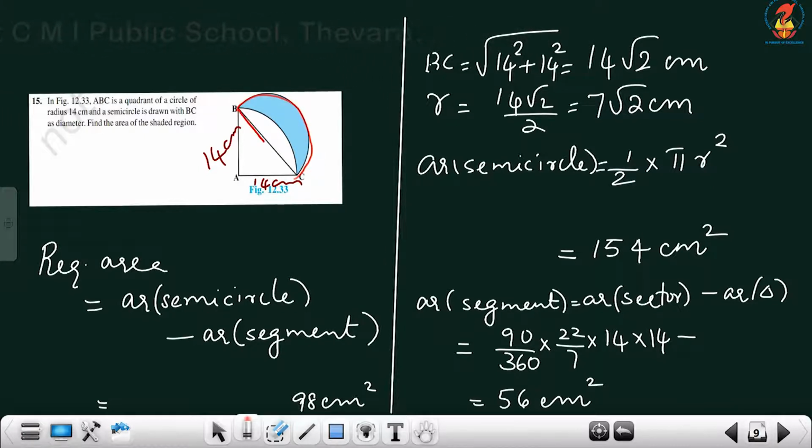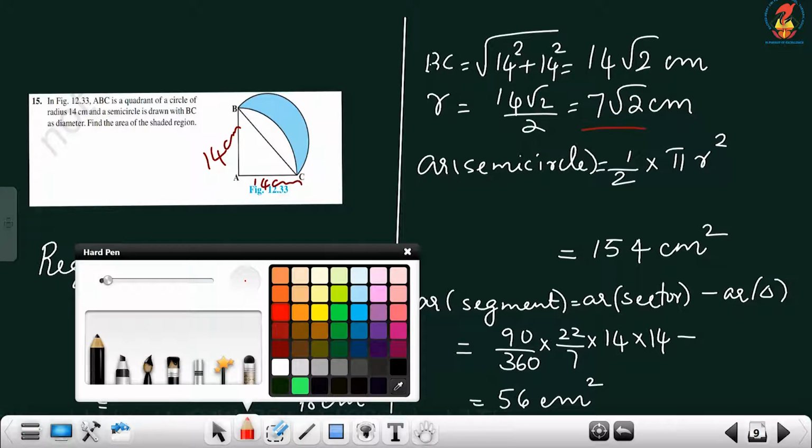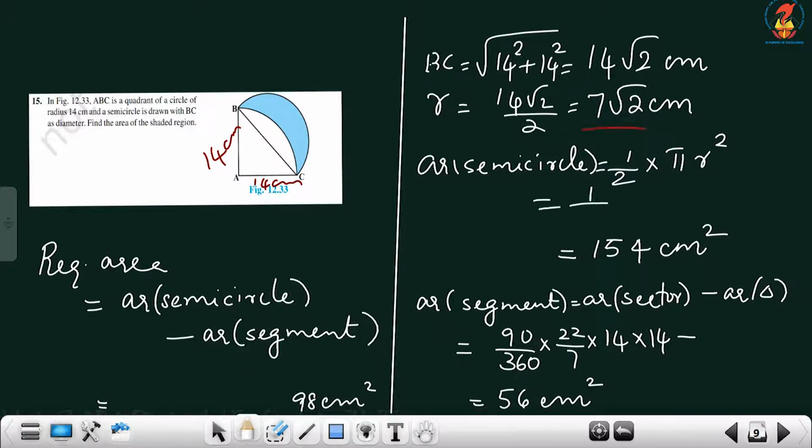Area of the shaded region is equal to, what you can do? Area of the semicircle minus, this is actually not a sector, this is a segment, the area of the segment. For finding the area of the semicircle, we need the radius. This is the diameter. We can find that using Pythagoras theorem, root of 14 square plus 14 square, which is equal to 14 root 2. So, the radius, half of this, is equal to 7 root 2 centimeter. Therefore, area of the semicircle is equal to 1 by 2 into 22 by 7 into 7 root 2 into 7 root 2, which is equal to 154 centimeter square.